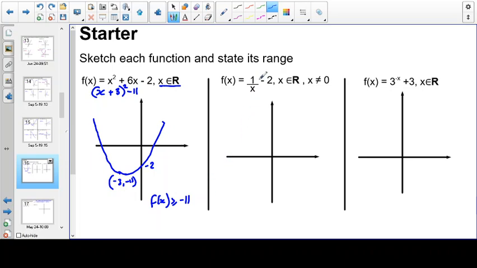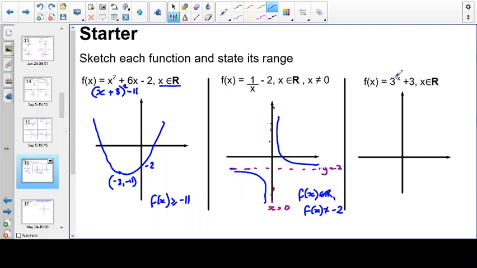This one here, reciprocal, x can be anything apart from 0, and that's because of that. So this has got an asymptote at -2 and at x equals 0, down there like that. So that graph is going to look like that, going down there and down there. So y can be anything except where it's -2.